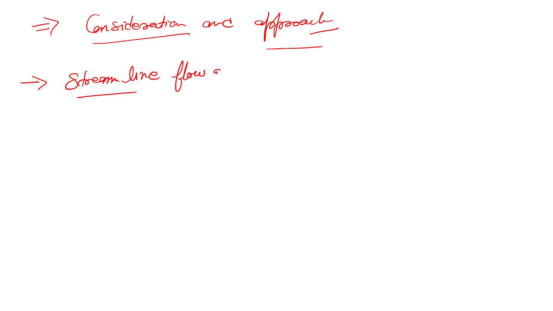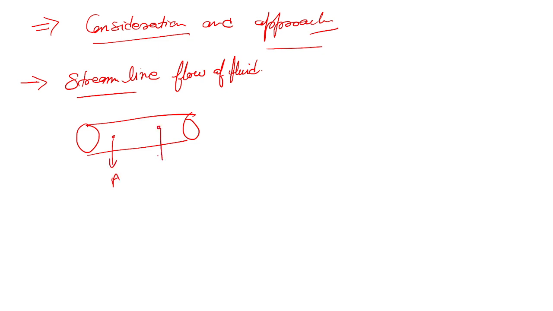Streamline flow of fluid. The fluid can be in any form; it can be in the gas form or in the liquid form. Let's say this is our pipe, and here is point A and here is point B. What does streamline flow of fluid mean? It means that the rate of flow of the fluid in this pipe at point A is the same as the rate of flow of the same fluid at point B of this pipe. The rate of flow of the fluid in the pipe is constant.